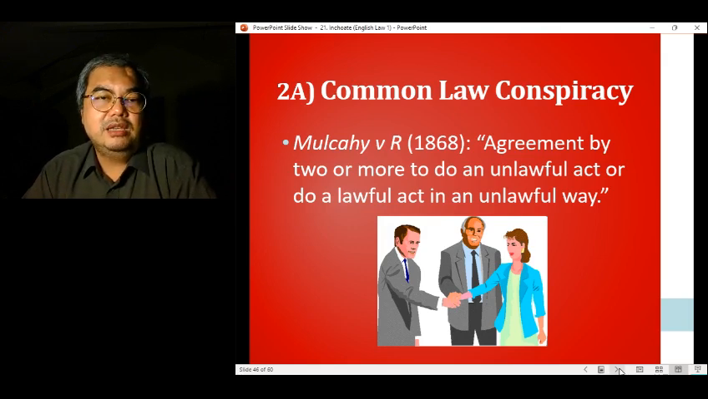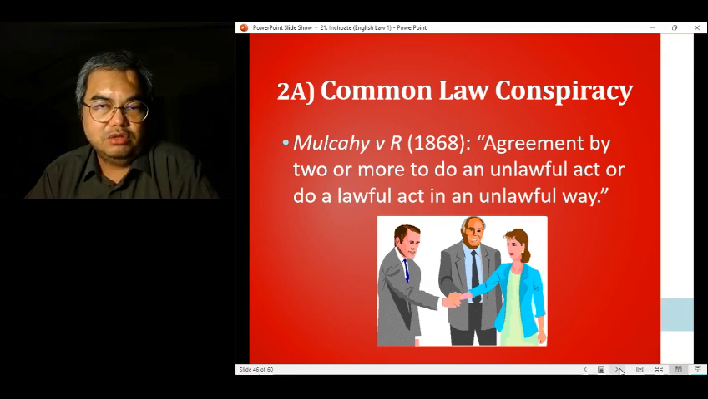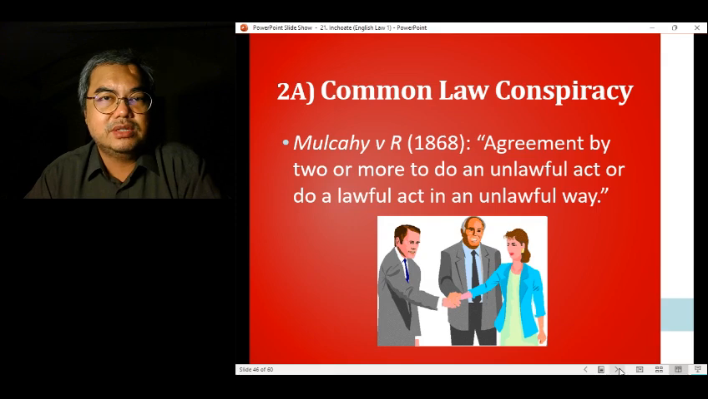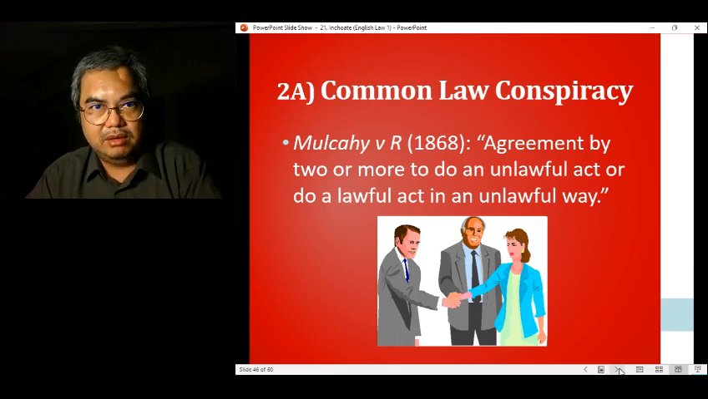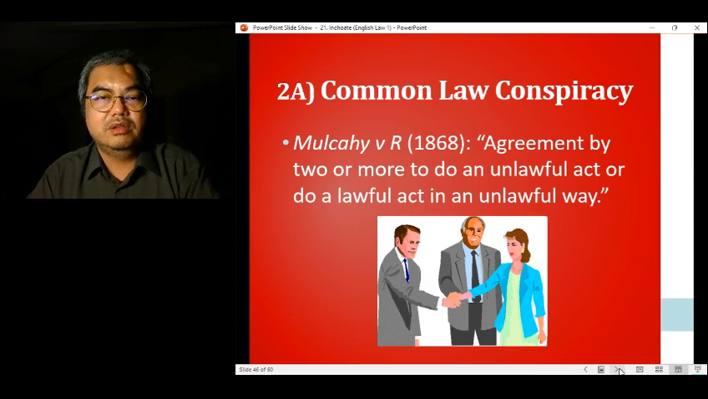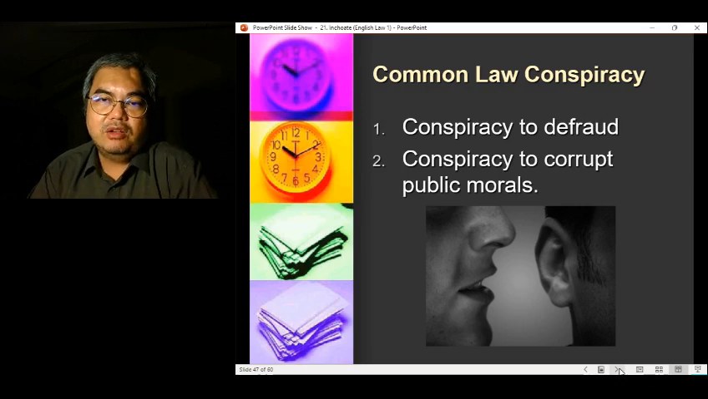So common law conspiracy, in the case of Mulcahy, it defined it as agreement by two or more to do an unlawful act or to do a lawful act in an unlawful way. So this is quite similar to the definition of conspiracy that we saw under the Penal Code when we dealt with the issue of abettors under Section 107 about conspiracy, and also Section 120A. You may want to revise your notes on that. So it's quite similar. Agreement by two or more to do an unlawful act, or the agreement was to do a lawful act in an unlawful way.